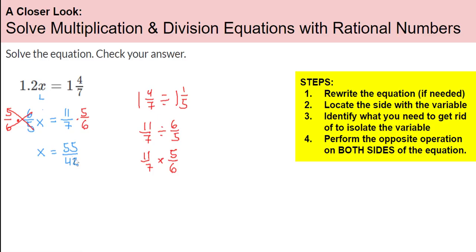Now we're going to simplify this. 42 can go into 55 one time, and then I'll have 13 left over. So 13 over 42. And so that is our correct answer. And remember, we wanted to make sure we keep it as a fraction.